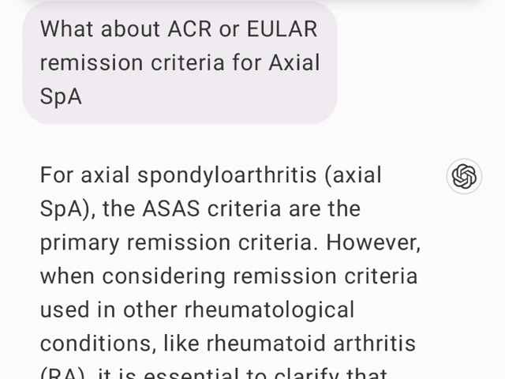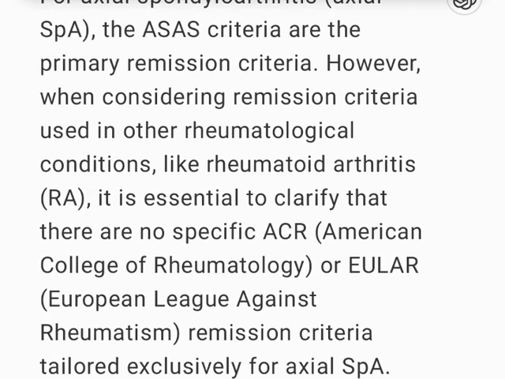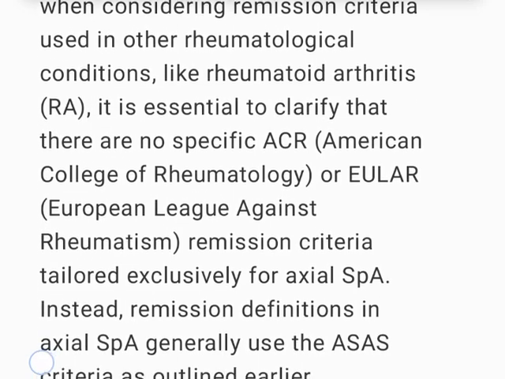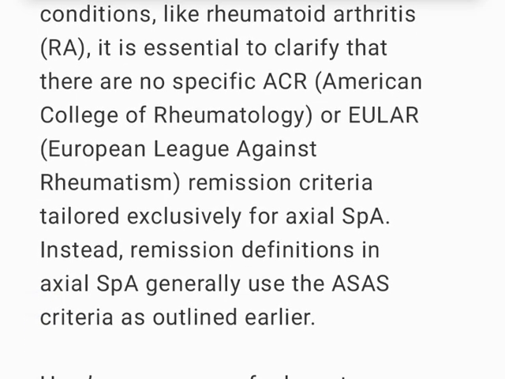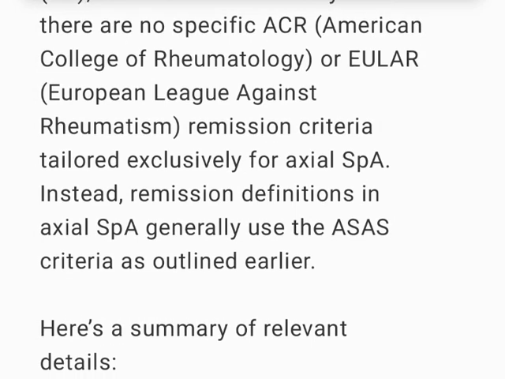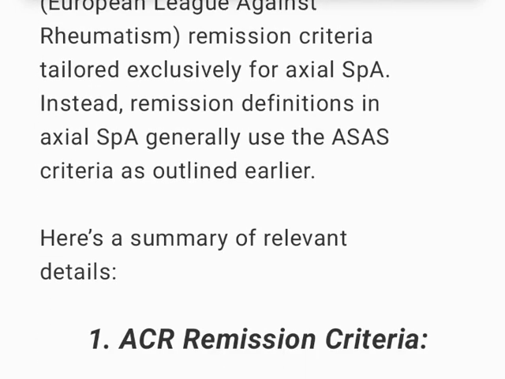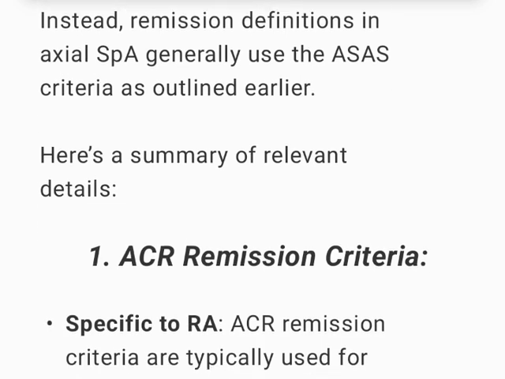For axial spondyloarthritis, axial SpA, the ASAS criteria are the primary remission criteria. However, when considering remission criteria used in other rheumatological conditions like rheumatoid arthritis, RA, it is essential to clarify that there are no specific ACR, American College of Rheumatology, or EULAR, European League Against Rheumatism, remission criteria tailored exclusively for axial SpA. Instead, remission definitions in axial SpA generally use the ASAS criteria as outlined earlier.